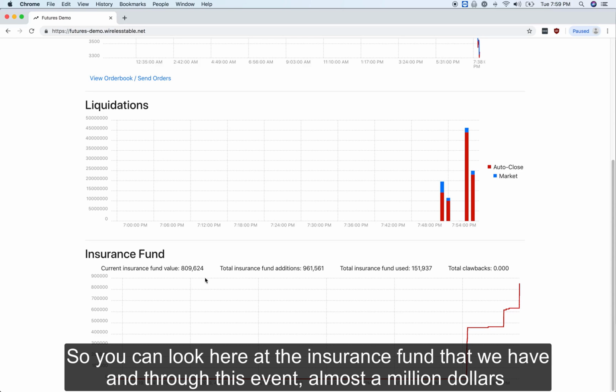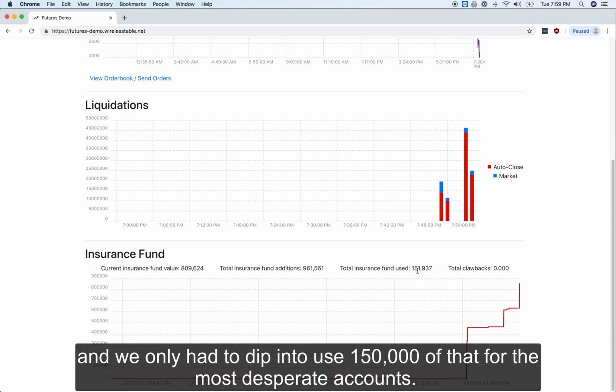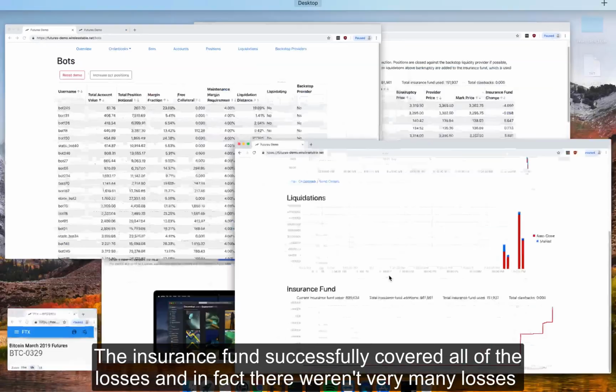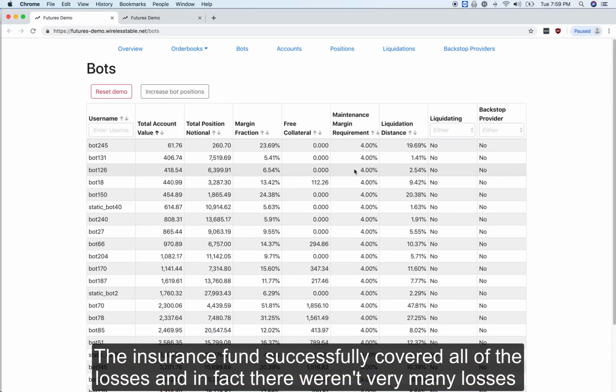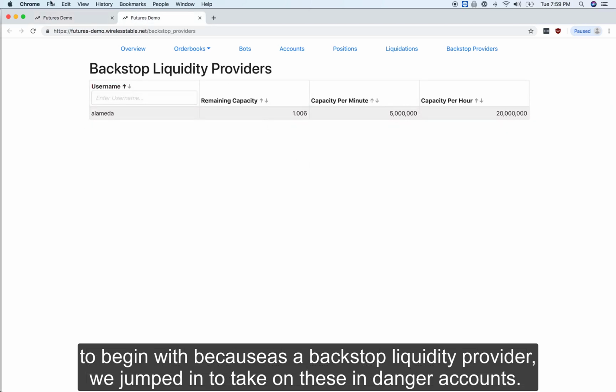And through this event, almost $1 million was added to the insurance fund from accounts that got liquidated. And we only had to dip in to use 150,000 of that for the most desperate accounts. This means that there are no clawbacks on the system. The insurance fund successfully covered all of the losses. And in fact, there weren't very many losses to begin with, because as a backstop liquidity provider, we jumped in to take on these in danger accounts.